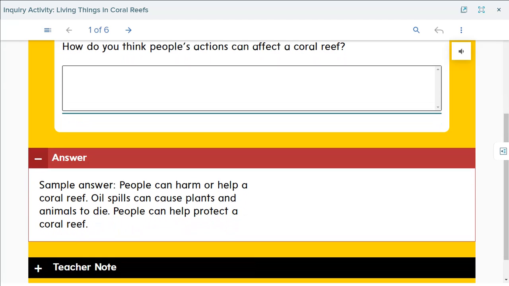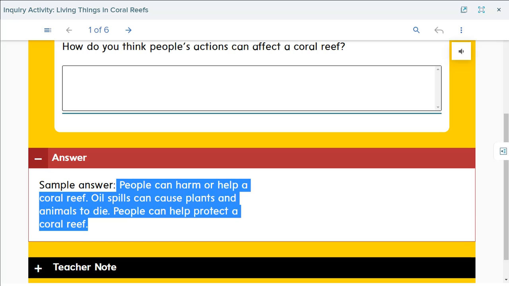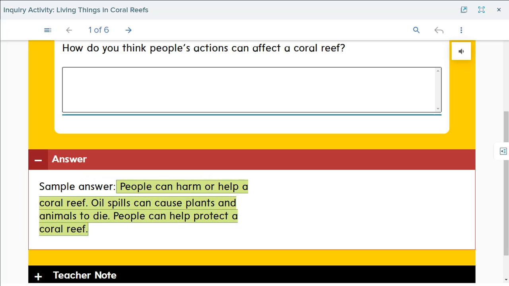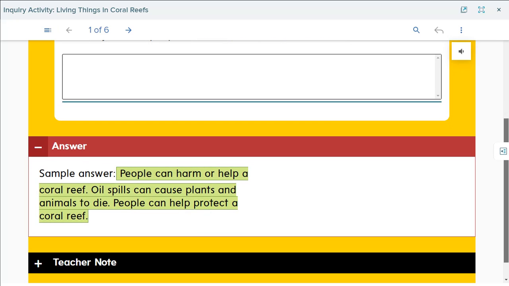Oil spills can cause plants and animals to die. Sometimes, when we are moving oil from one country to another on ships, maybe some ships may sink, some oil may spill, so that will cause a very disastrous effect. Now, people can help to protect a coral reef. So we can help and we can destroy. Both of them are things we can do. So this is the answer. Write it and then stay with me.